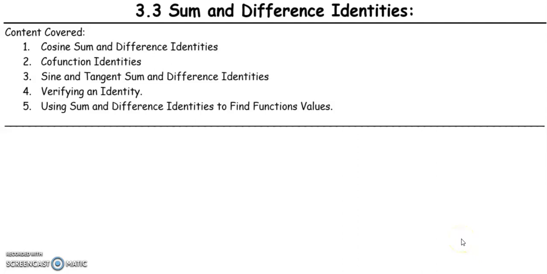Hey everybody, so what we're going to do with this video is look at our sum and difference identities, and we're going to hit these objectives. We're going to look at our cosine sum and difference identities. We're going to find our cofunction identities, our sine and tangent sum and difference identities. We're going to verify identities, and we're going to use these sum and difference identities to find exact values of our functions.